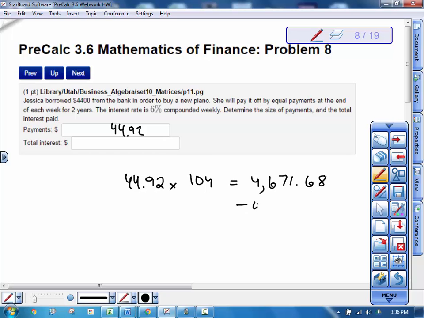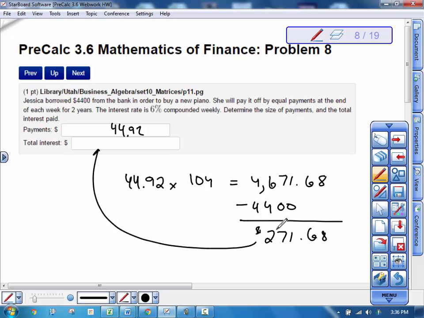Obviously, if you subtract the amount that you borrowed, $4,400, you get the remainder of the amount that you had to pay in interest, which is $271.68, and that goes right here.